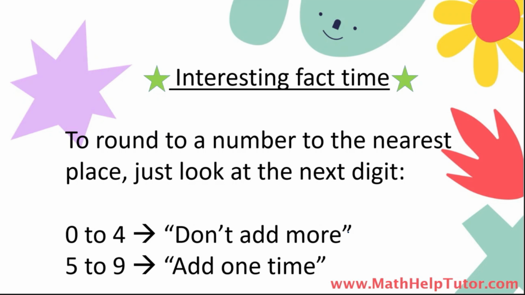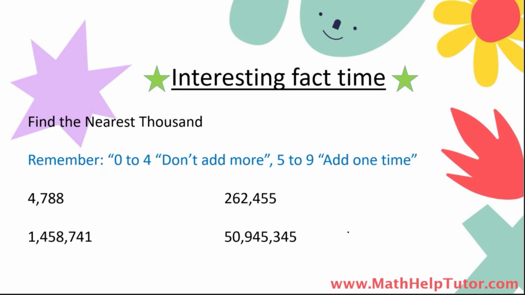0 to 4, don't add more. 5 to 9, add one time. And we do this to the digit that we are rounding. Let's try using this technique on the following numbers below. Remember, we look at the digit to the right of what we want to round, and then we see if it's 0 to 4, and then we don't add more, or 5 to 9, and then we add one time.